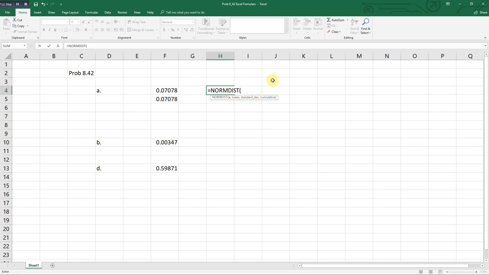The first number is going to be your value, which in our case is 1.47. The second value will be your 0, which is your mean. Third value will be your standard deviation, 1, because we're doing it by z-score. And then they ask about cumulative, true or false.